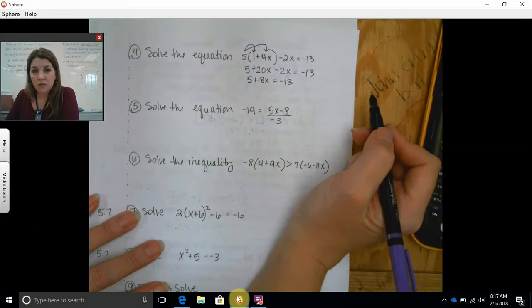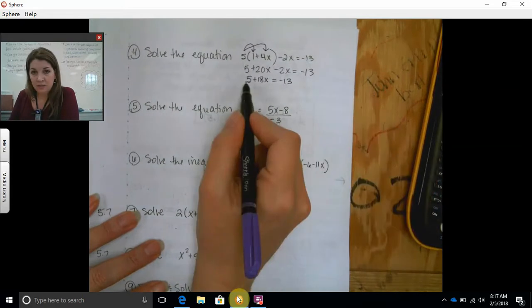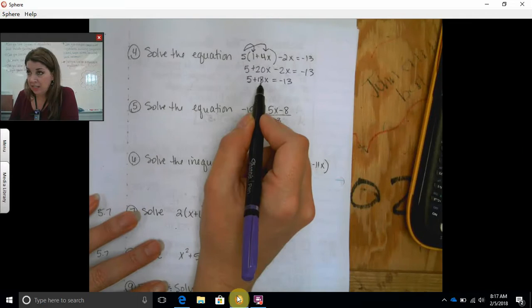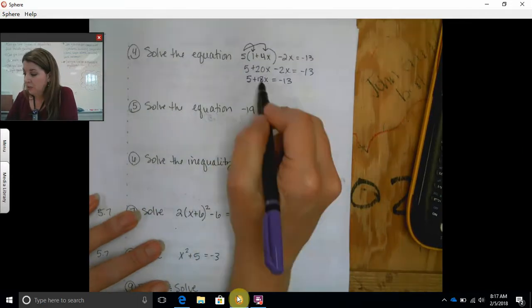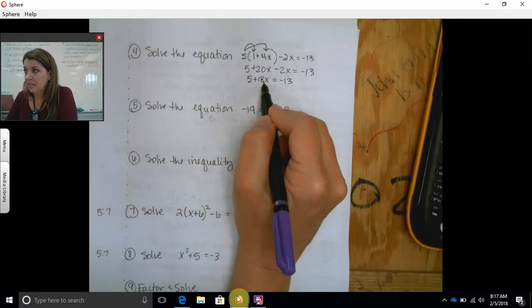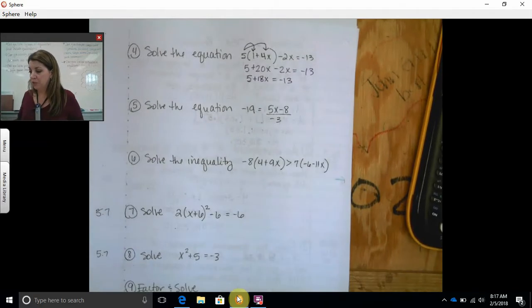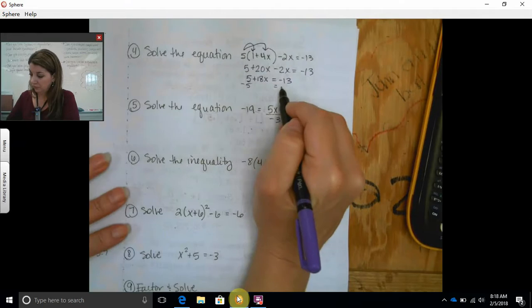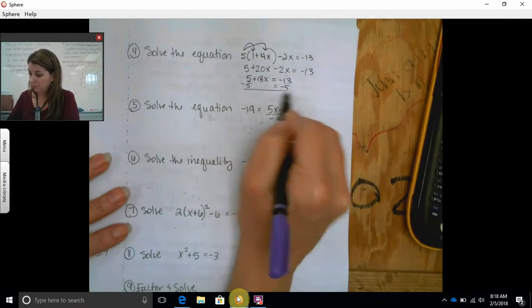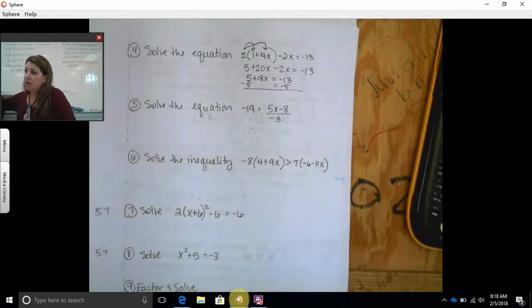Now, I want to solve for x. I need to get rid of this 5. I need to get rid of this 18. Depends on the operation as to how I get rid of them. If you have a number being multiplied by x, get rid of that last. Get rid of everything else before that. So what should I do? Subtract 5. I want to move it to the other side.